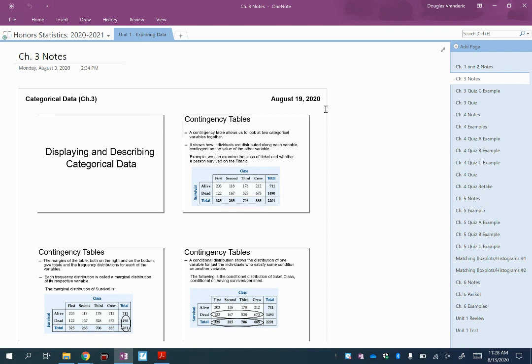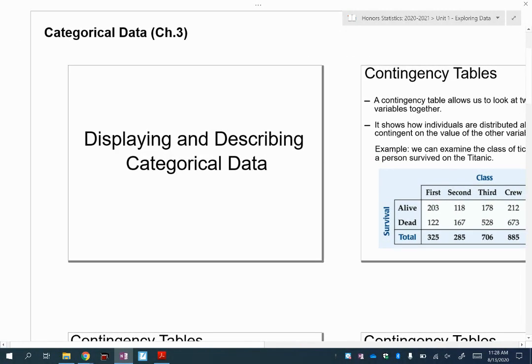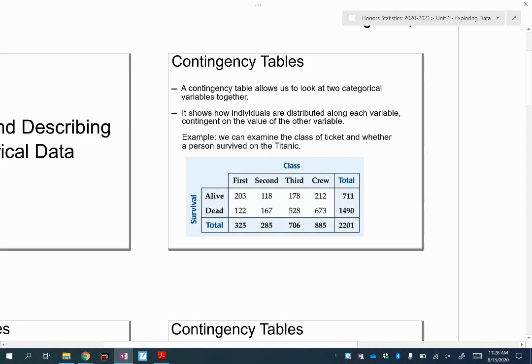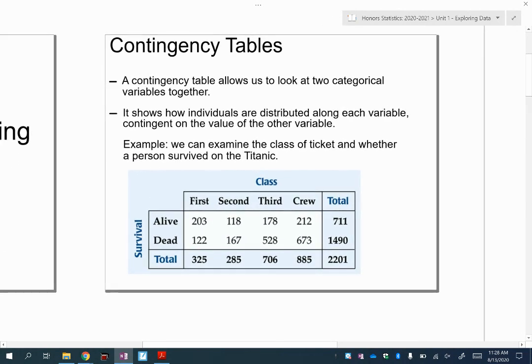So I'm going to start by going over a few of the concepts that are in the textbook for Chapter 3 for displaying and describing categorical data. And then we'll do some examples, and hopefully you'll feel more confident before we have our first virtual class meeting with our Google Meets link. So again, hopefully you're watching this right before I see you guys in a virtual class.